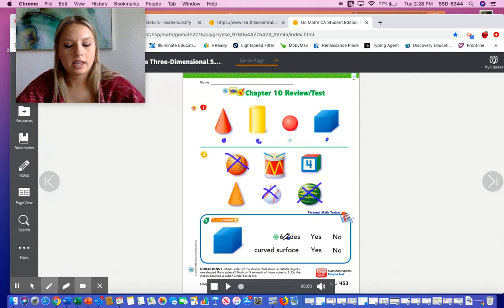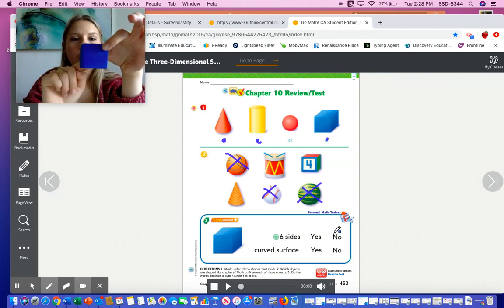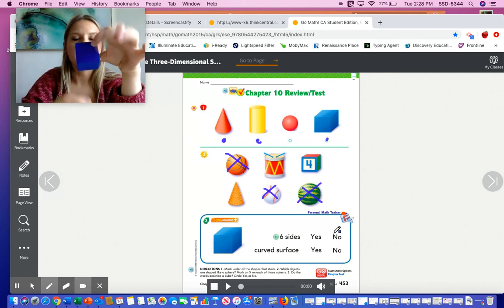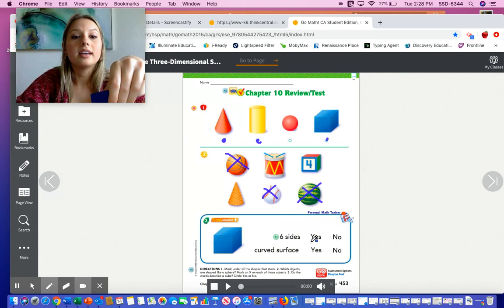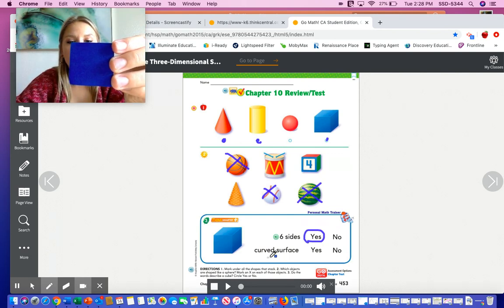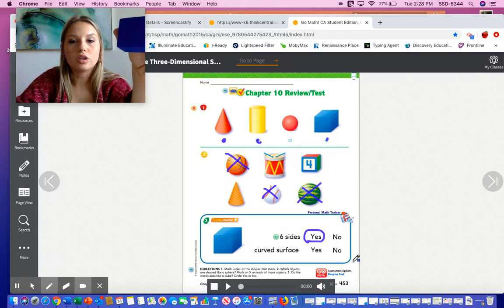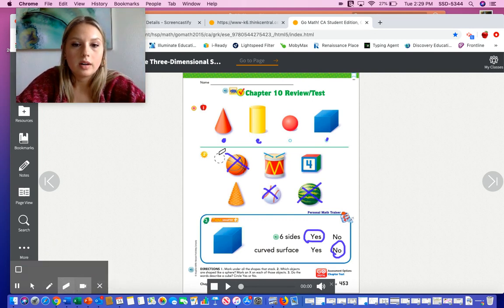Would you say a cube has 6 sides? Yes or no? Let's see. 1, 2, 3, 4, 5, 6. Yes. Would you say a cube has a curved surface? Do you see a curve? No. So circle no. Which one says no? This one here. Good. All right.